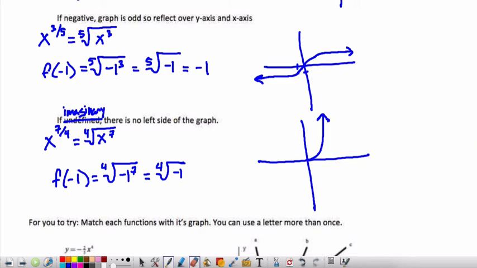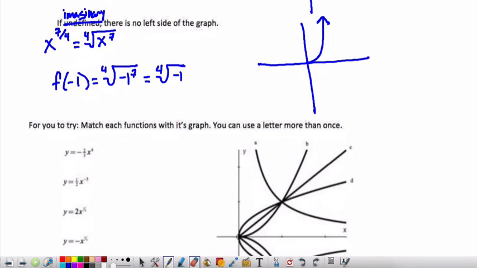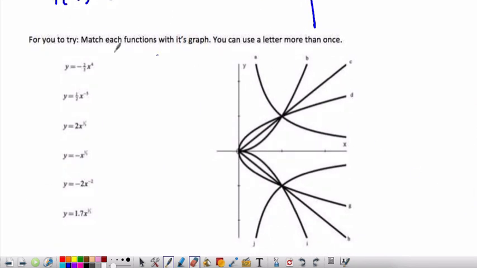Okay, so I've given you something for you to try down here. You're going to match each function with its graph. You can use a letter more than once. So if I have x to the power of 4, I don't really care what this 2/3 is doing. That's just going to be a stretch or shrink. I really just want to know generally what the shape is. So power of 4 means it's going to go up like this, but now it looks like I am flipping it. So it looks like it's going to be this one right here. So the first one here is I.